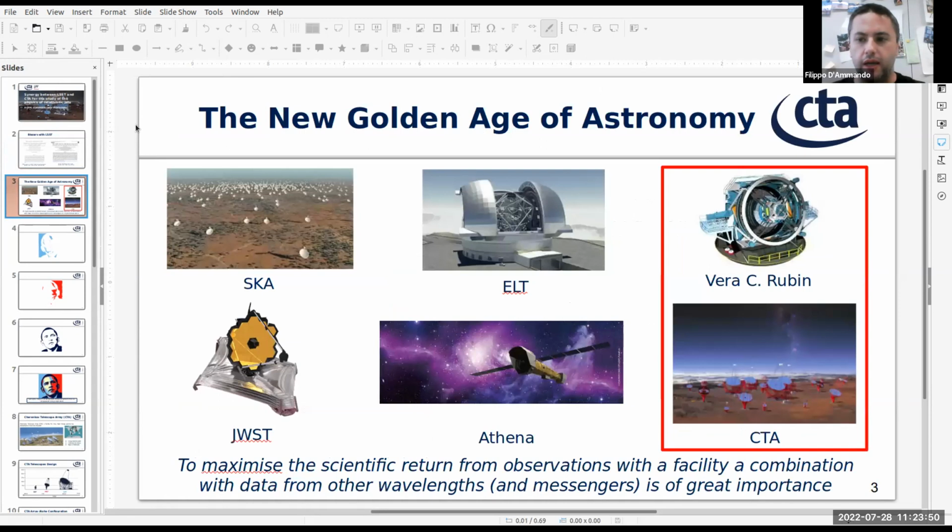So I think that we will live in a new golden age of astronomy. Here you can see just a small selection of large facilities that in the near future or currently will be available for us, from SKA in the radio to CTA at the very high energies. It's important for these facilities and for the scientists that want to use them to maximize the scientific return from the observations. This can be done only through a combination of data at different wavelengths.